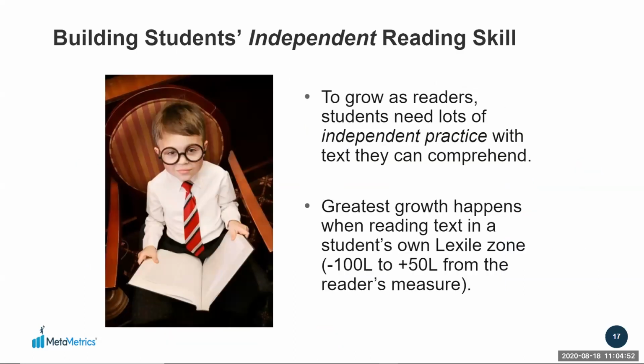This is important to keep in mind for growing our students' independent reading abilities. In fact, we know from our research here at MetaMetrics that a student's independent reading growth, again, reading that is done largely without any intervention from an adult, is optimized when that student reads within his or her Lexile zone, defined as 100 Lexiles below the reader measure to 50 Lexiles above the reader's measure.